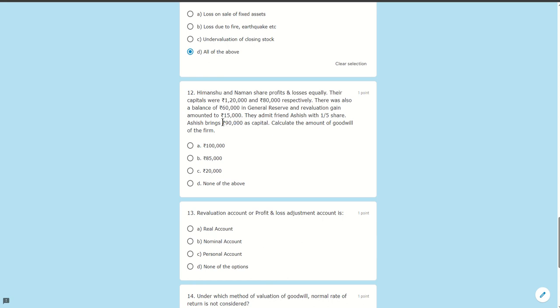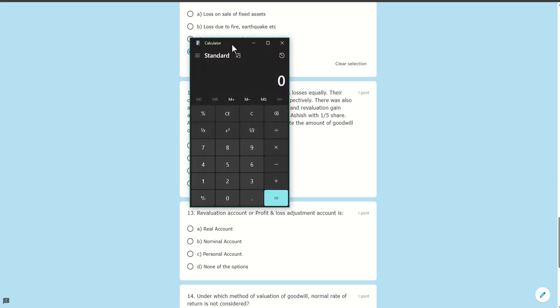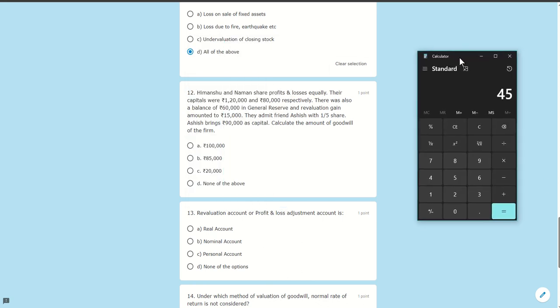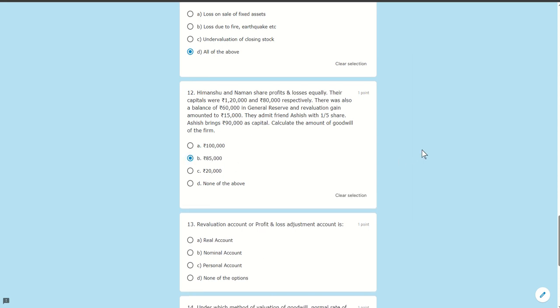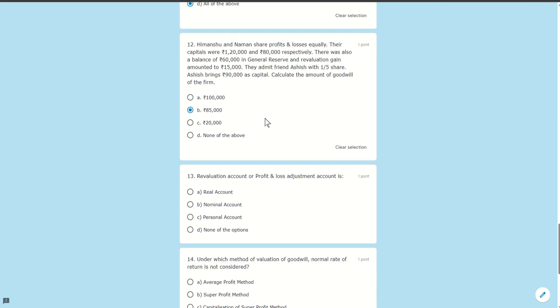Now 3 lakh 65,000 we have here, and 4 lakh 50,000 we had as total capital. So 4 lakh 50,000 minus 3 lakh 65,000. Let's do the simple calculation and we'll get to understand how much is the goodwill of the firm. That comes to 85,000. So point number B is the answer. All right, straightforward calculation. If your concepts are clear, you can do it in no time.